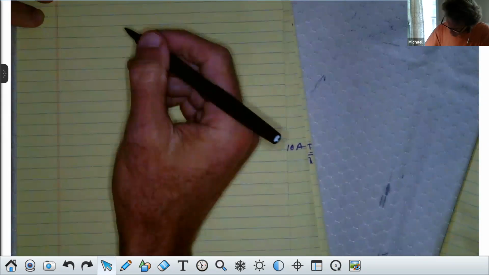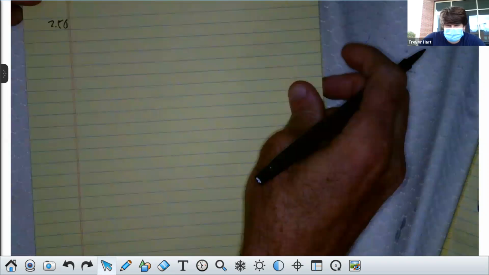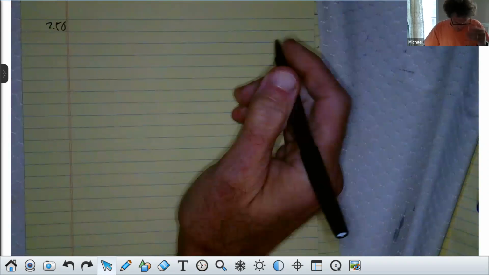Most of these problems are fairly straightforward. However, can you all see the shared screen? Just tell me in a nutshell if you can or can't. Okay, good. This is problem 250. I'm going to recopy it.